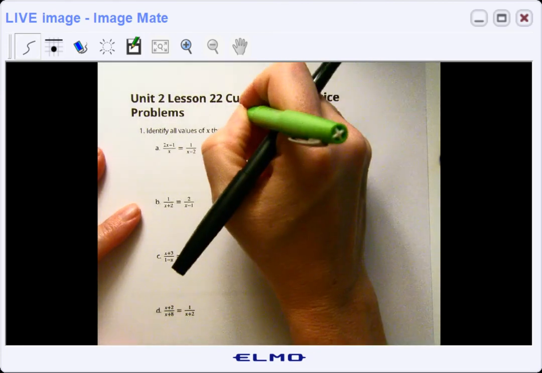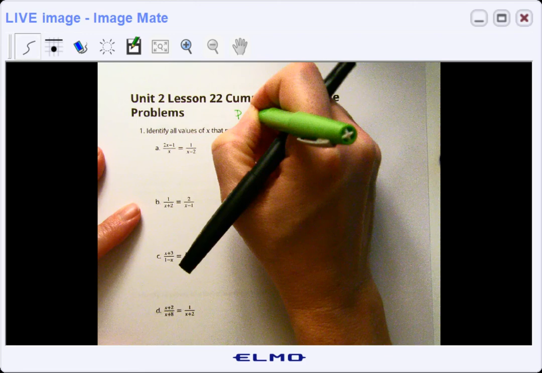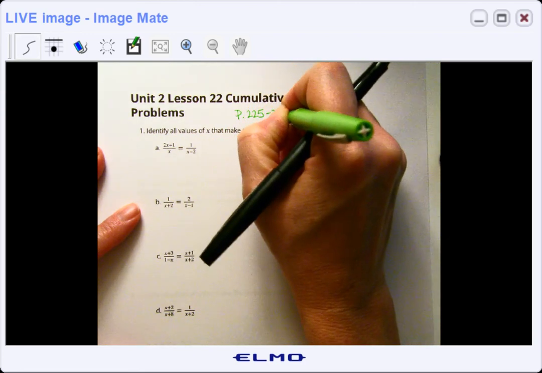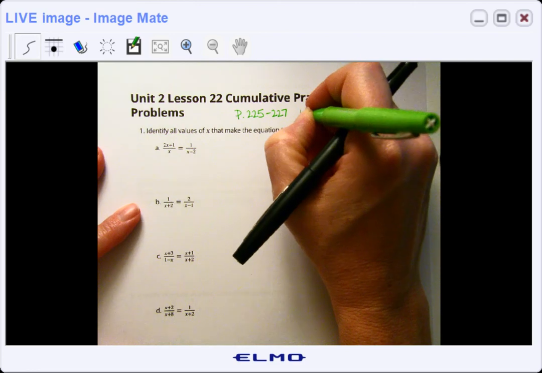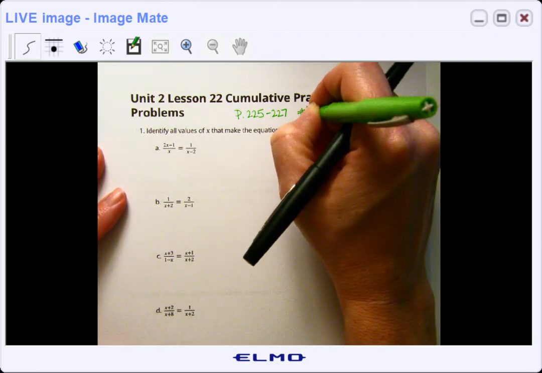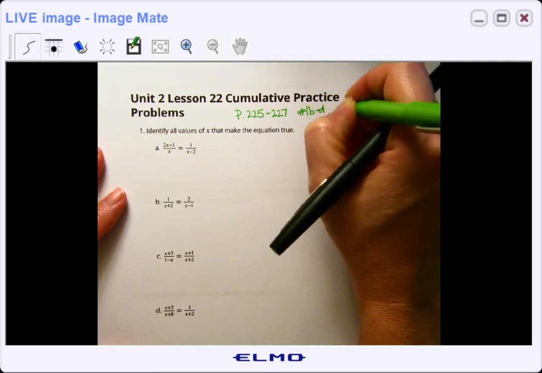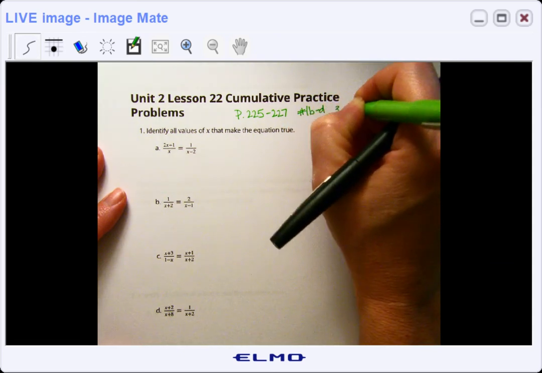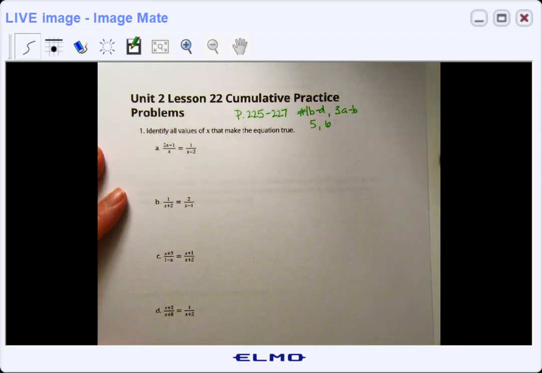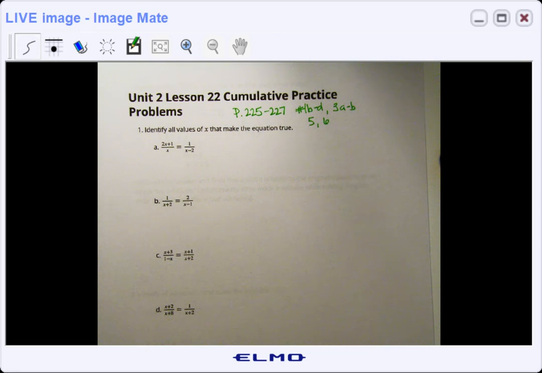This is in your textbook on page 225 through 227, and you're doing number 1, but only problems B through D in there. Also number 3, but only A and B on number 3, as well as number 5 and number 6. So let's get started.